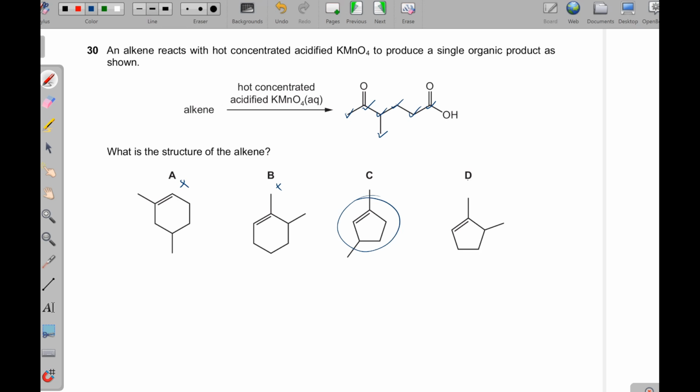Let's come to this one here. How many? 1, 2, 3, 4, 5, 6, 7. Okay. And here we are also having 7 carbon atoms. Are we there? Then how about D? 1, 2, 3, 4, 5, 6, 7. Perfect. Now let us compare these two when we oxidize. So break here, and you also break here.